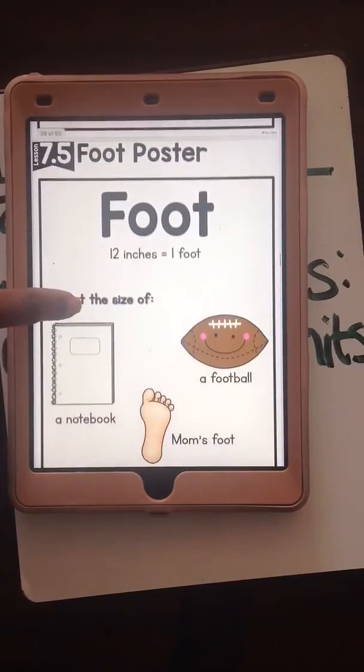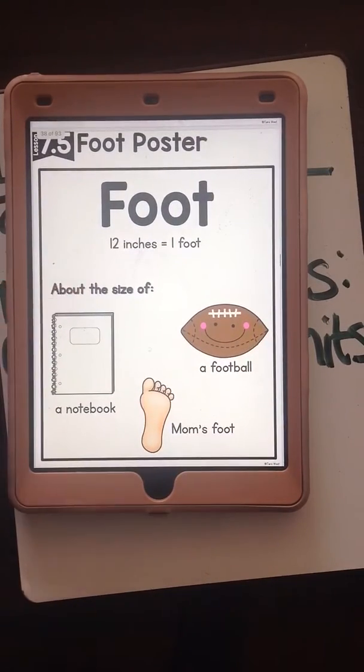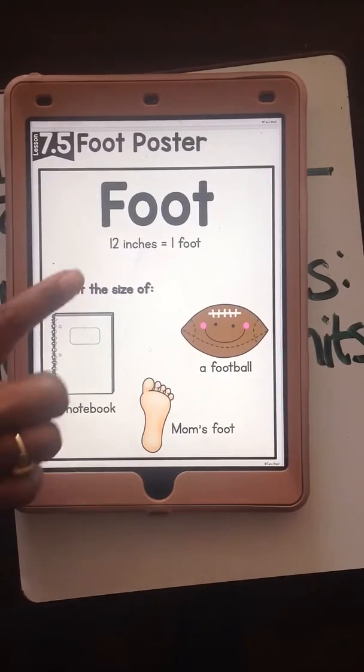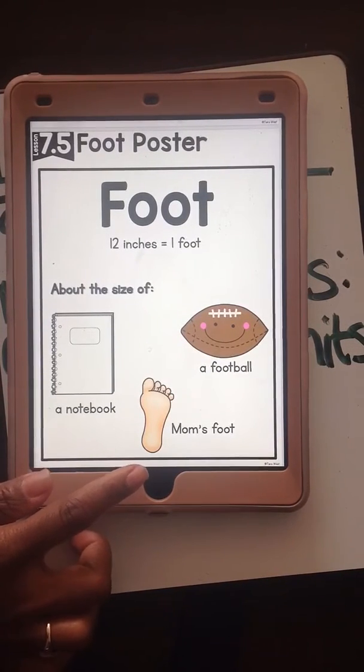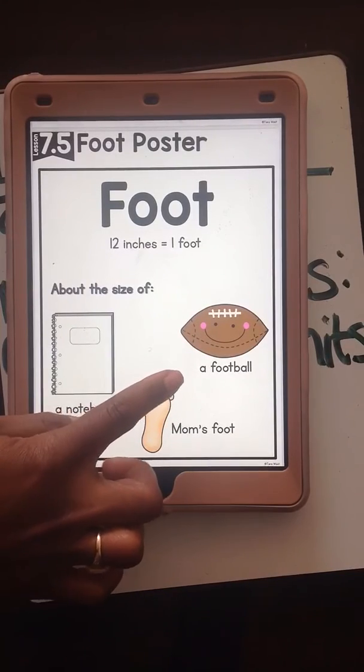The next customary unit is the foot. A foot is equal to 12 inches. A foot is about the size of a notebook, a mom's or an adult's foot, and a football.